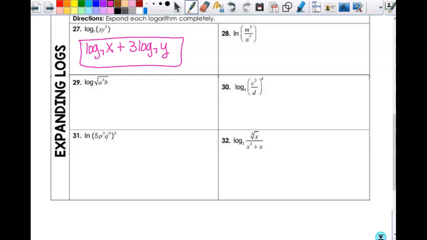28, I'm dividing, so it'll be subtraction. So this will become 3 times the natural log of m minus 7 times the natural log of n.